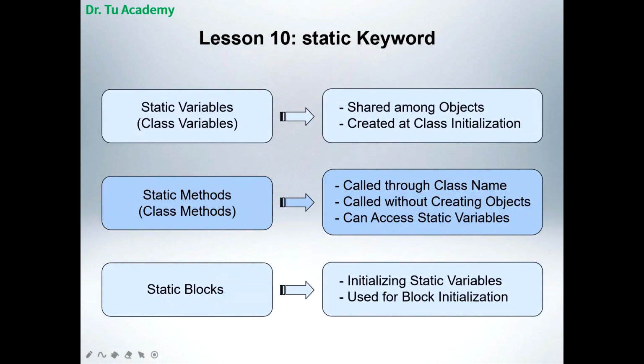The static keyword is one of the most commonly used keywords in Java programming. If we put a static keyword in front of a variable, then this variable is called a static variable or class variable. The class variables are shared among all objects. They belong to the class. They are created at class initialization.